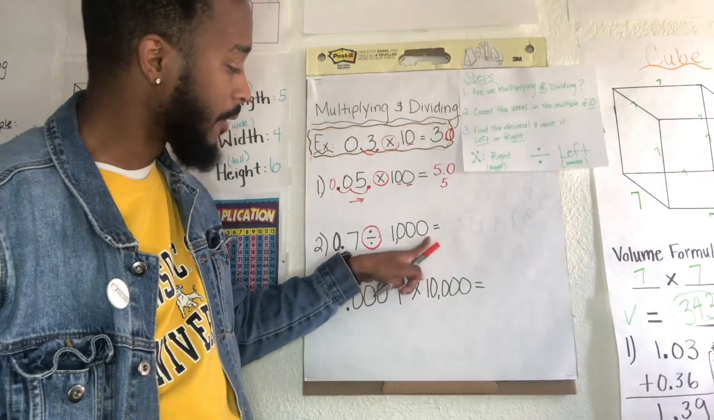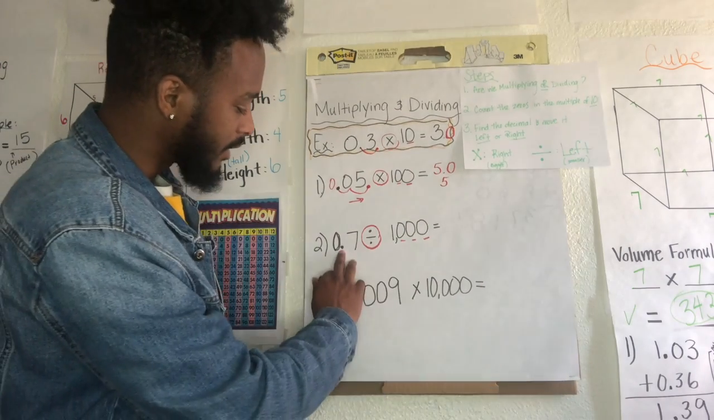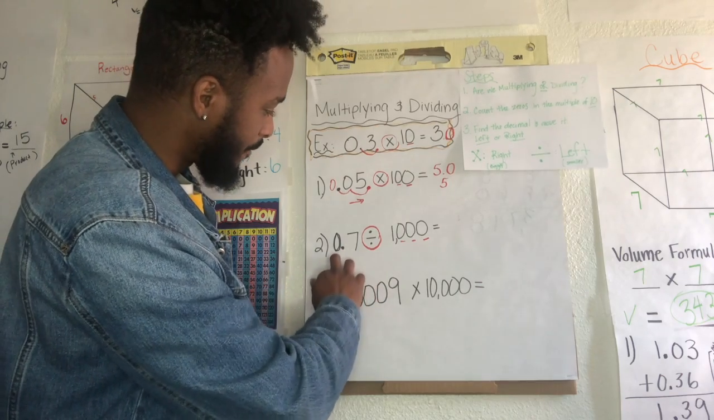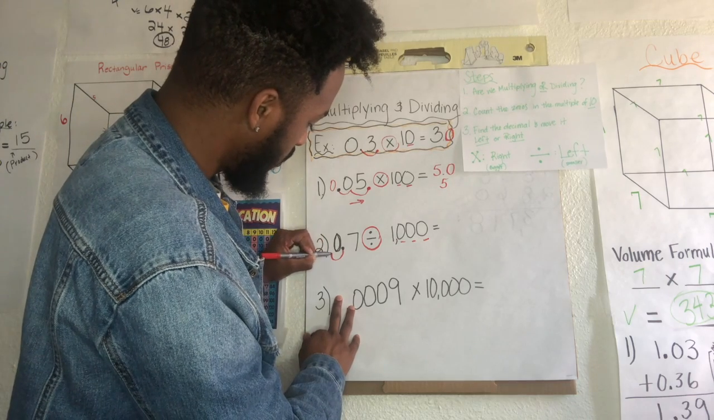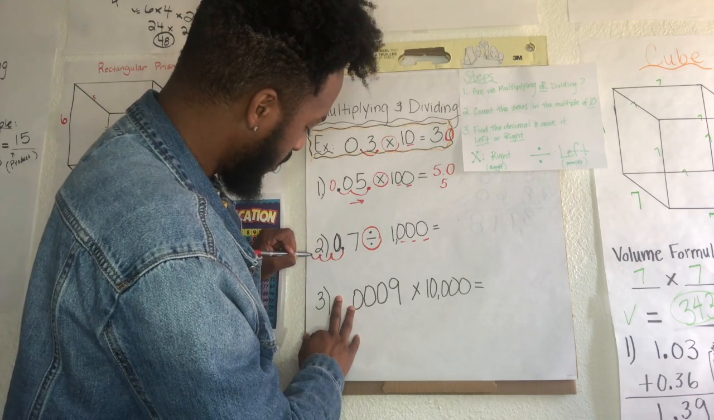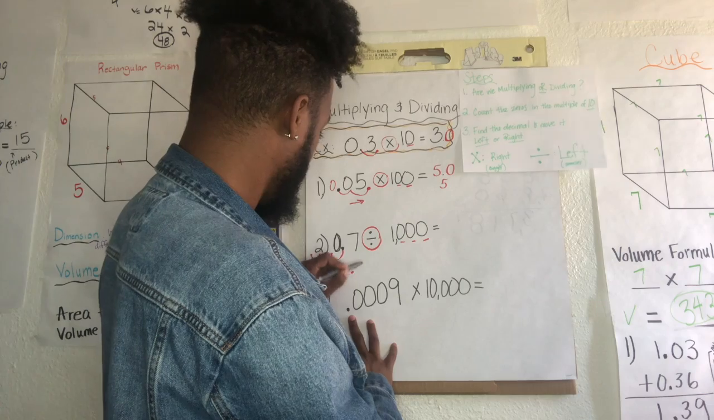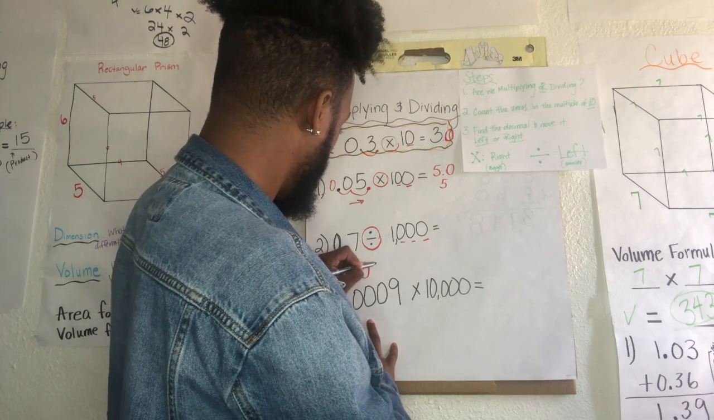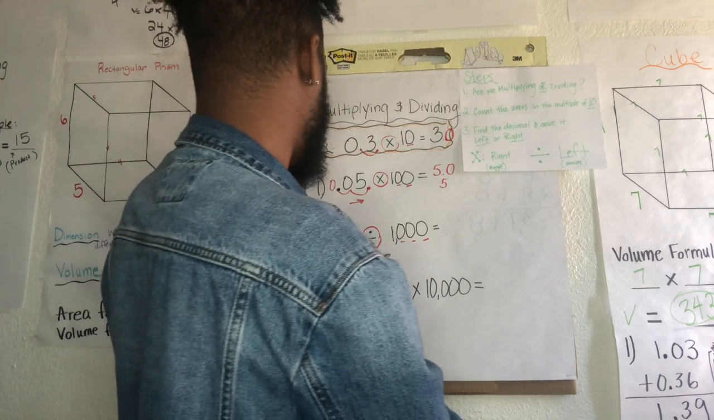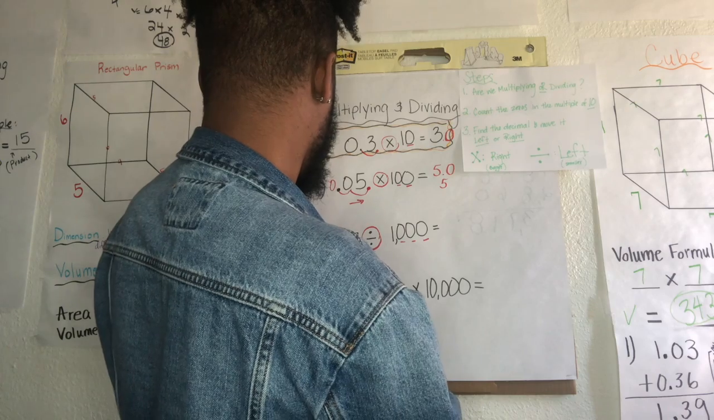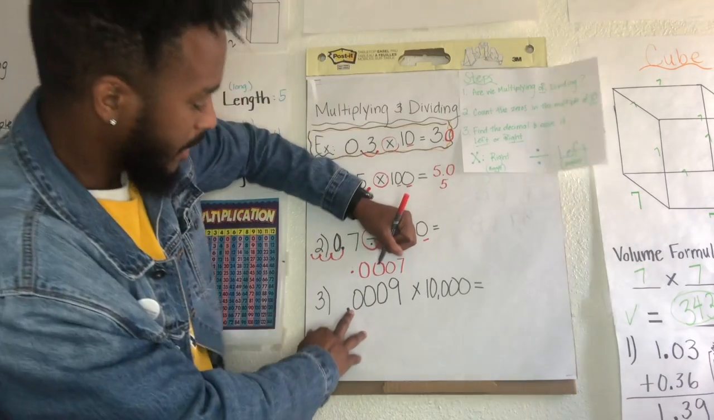Next step says count the zeros. I got 1 0, 2 0, 3 zeros. So I'm going to find my decimal and I'm going to move it to the left 3 times. So if I move my decimal to the left 3 times, 1, 2, 3, it becomes 0.007. 0.07. I'm tripping. Miscounted.